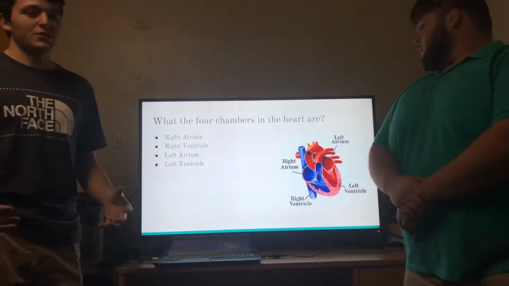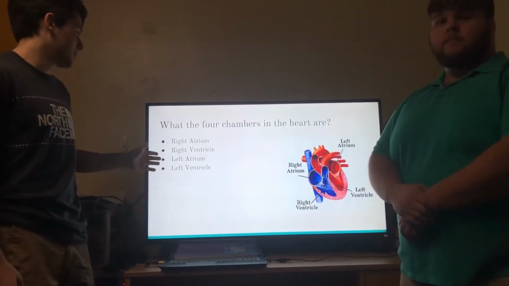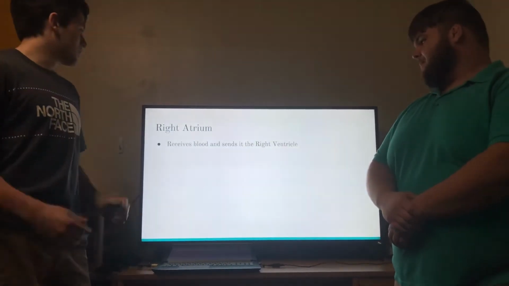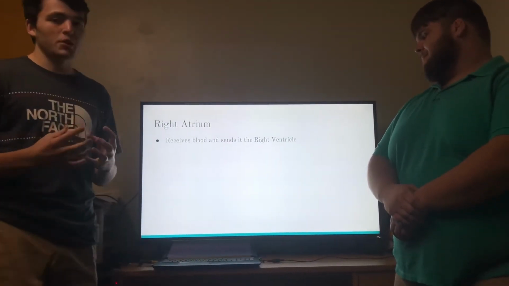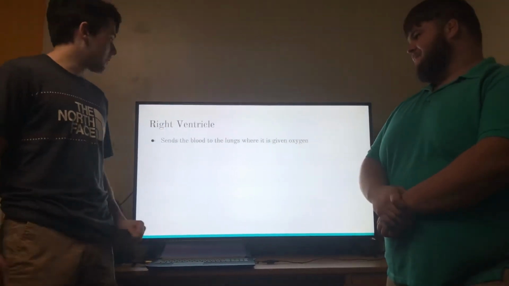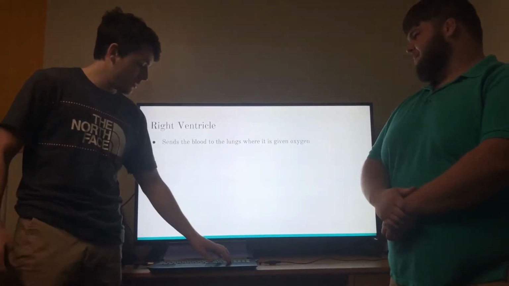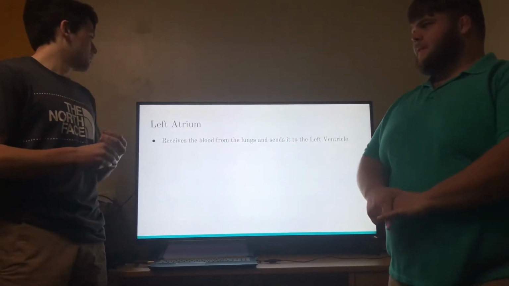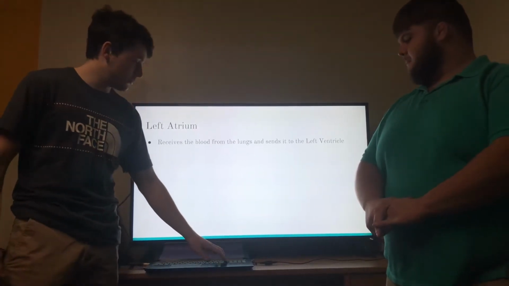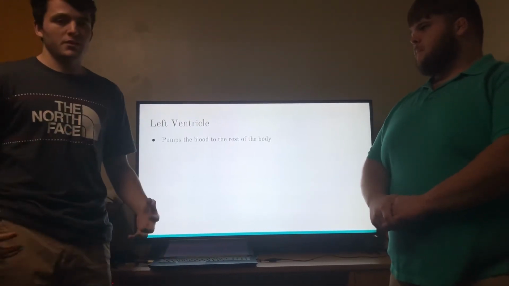Now, there are 4 chambers in the heart, which include the right atrium, the right ventricle, the left atrium, and the left ventricle, as you can see here in the picture. Now, the right atrium receives blood and sends it to the right ventricle. With that, the right ventricle sends the blood to the lungs where it's given oxygen. And then from there, the left atrium receives the blood from the lungs and sends it to the left ventricle. And then, of course, the left ventricle pumps the blood to the rest of the body.